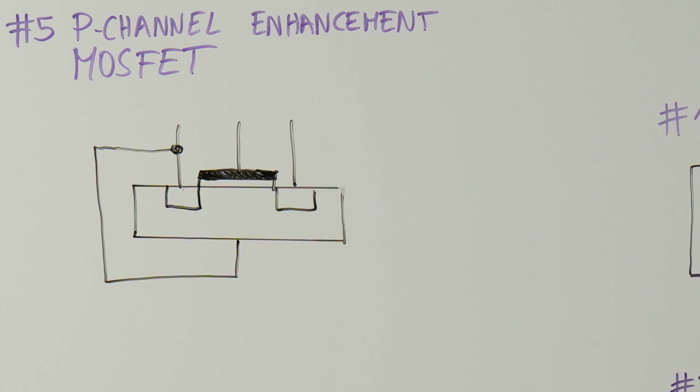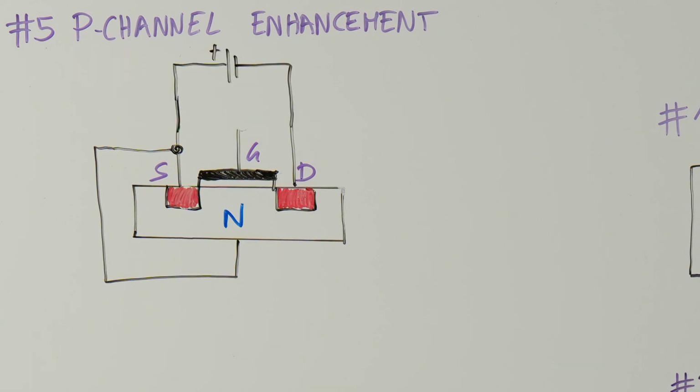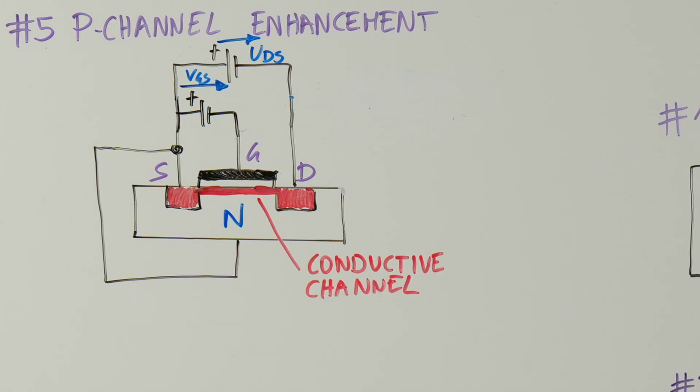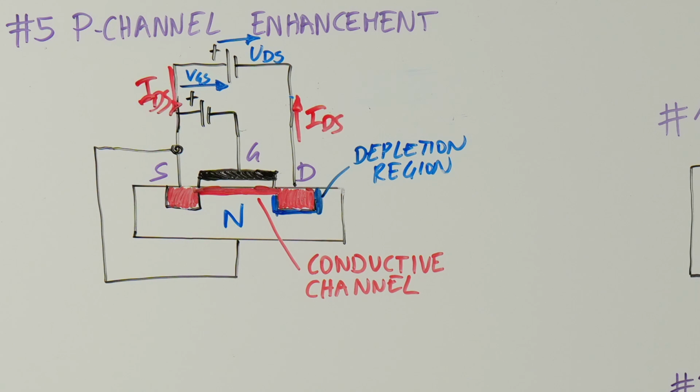It consists of two P regions and one N region. To switch on the P-channel enhancement type MOSFET, we have to apply a negative voltage to the gate. The negative voltage creates an electric field that attracts holes from the P region into the N region near the gate. These holes accumulate in the N region, forming a conductive path or channel between the source and the drain. With the channel formed, holes can move from the source to the drain when a voltage is applied between them, allowing current to flow through the MOSFET.